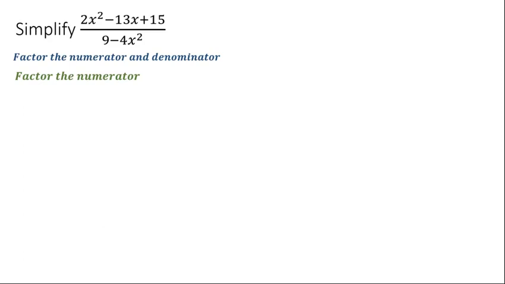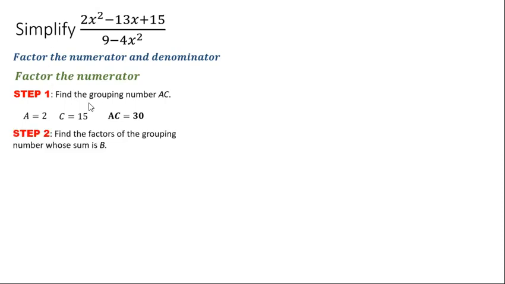So by doing that factoring method, we will now proceed to our step 1. So for the numerator, we will identify the values of our a and c. So for a, the coefficient of x squared, the value is equal to 2. Our constant c is equal to positive 15. And by getting their product, the product of a and c, we get 30. Now, after that, we will find the factors of the grouping number whose sum is b.